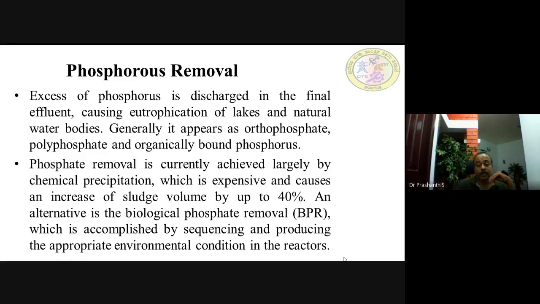So researchers started thinking about an alternative to chemical precipitation. They developed a process called BPR, biological phosphate removal, which is a microbiological process. The removal of phosphates happens in the presence of microorganisms, and is accomplished by sequencing and producing the appropriate conditions in the reactor.